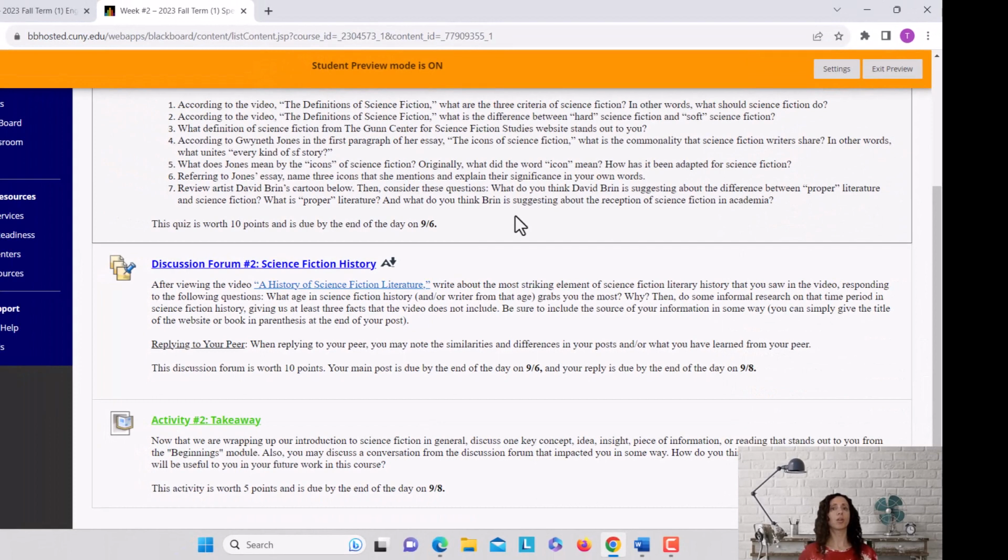In addition, I encourage you to purchase The War of the Worlds if you have not already done so. We'll be reading and discussing the novel during week 4.